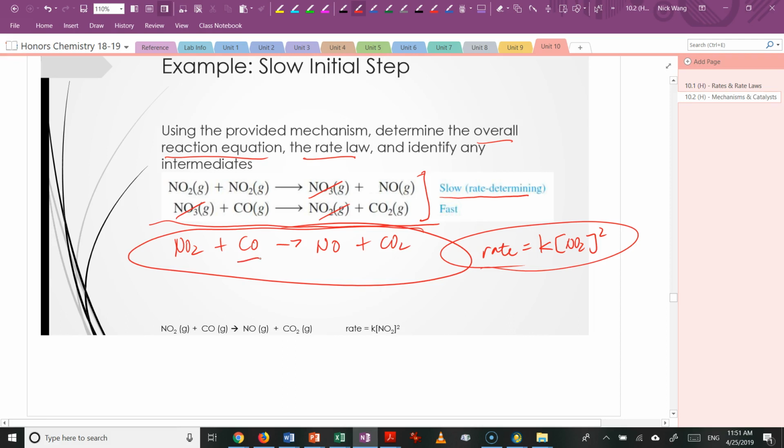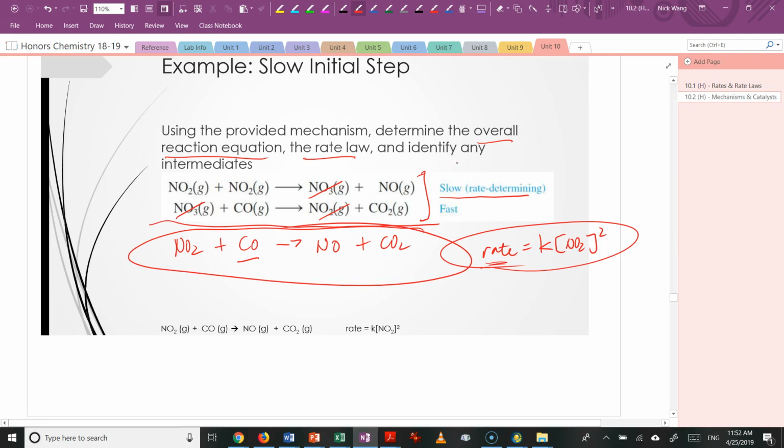Why does it not involve CO? Well, because CO is not involved in the first step. Right? CO is involved in a later, faster step, which is not a part of the rate determining step. So it's not involved in this rate law. It's going to be 0 order in CO. So what does that mean? That means you can change the concentration of CO, carbon monoxide, all you want, and it's not going to affect the overall rate.